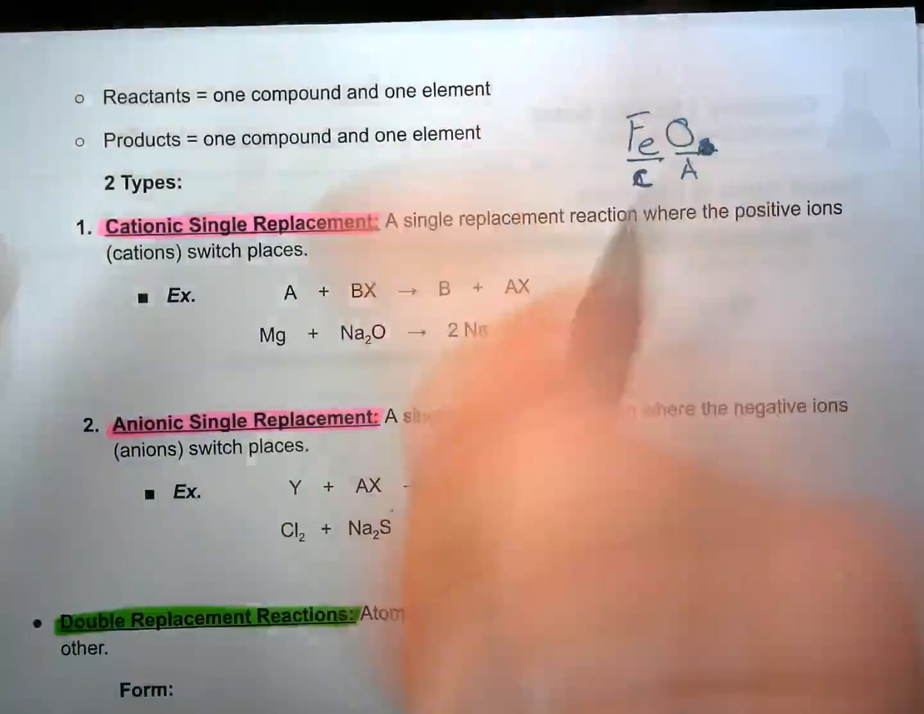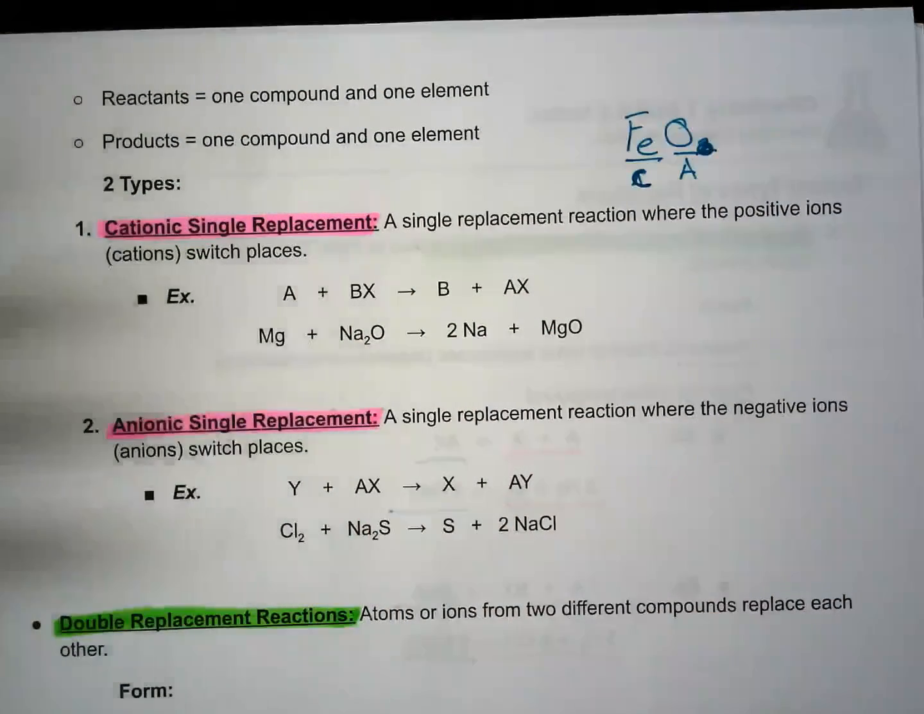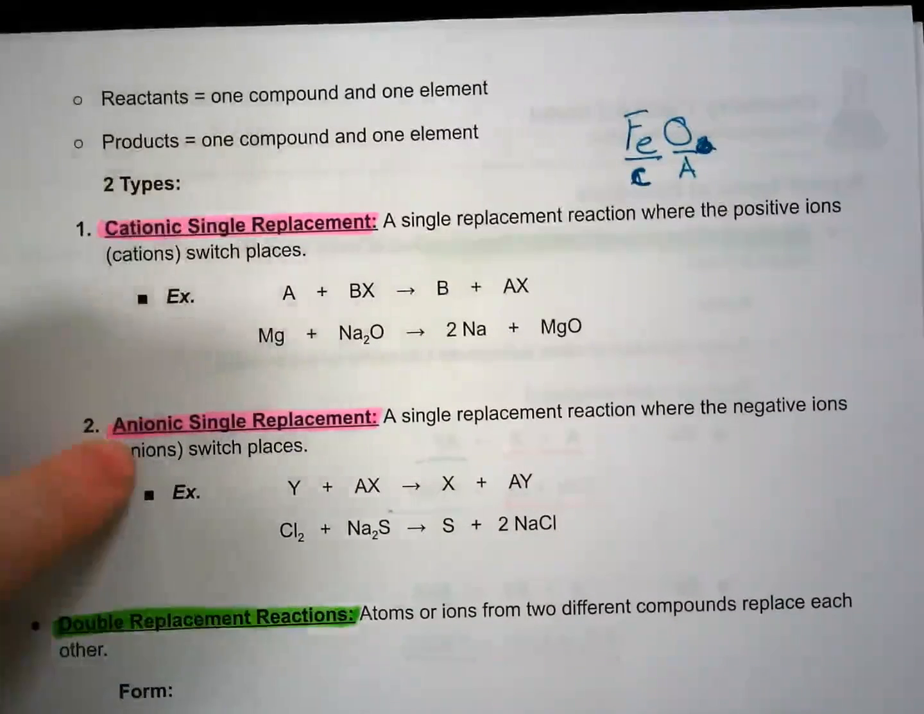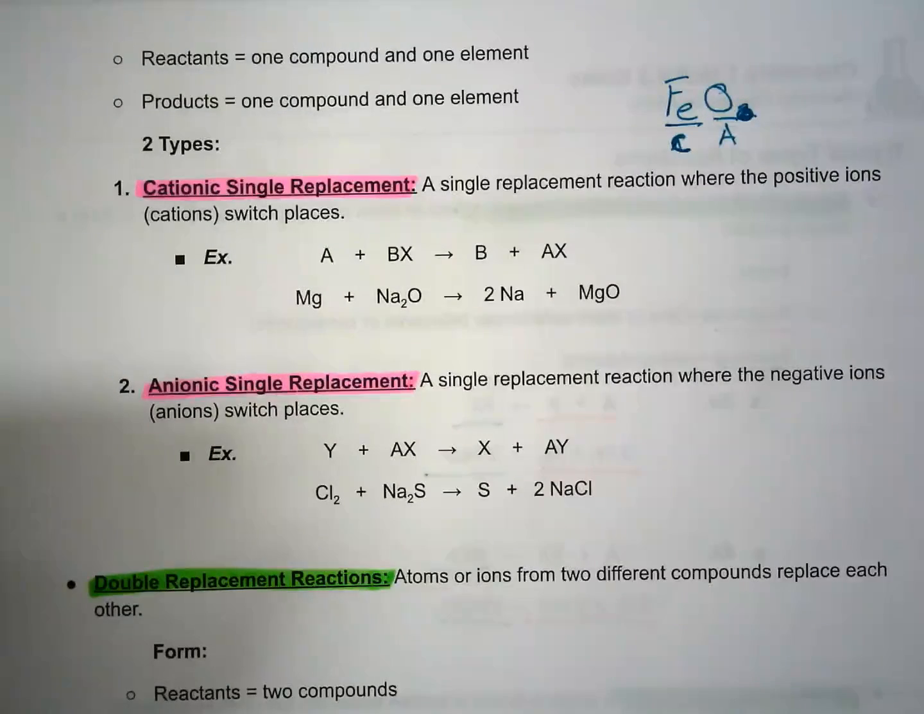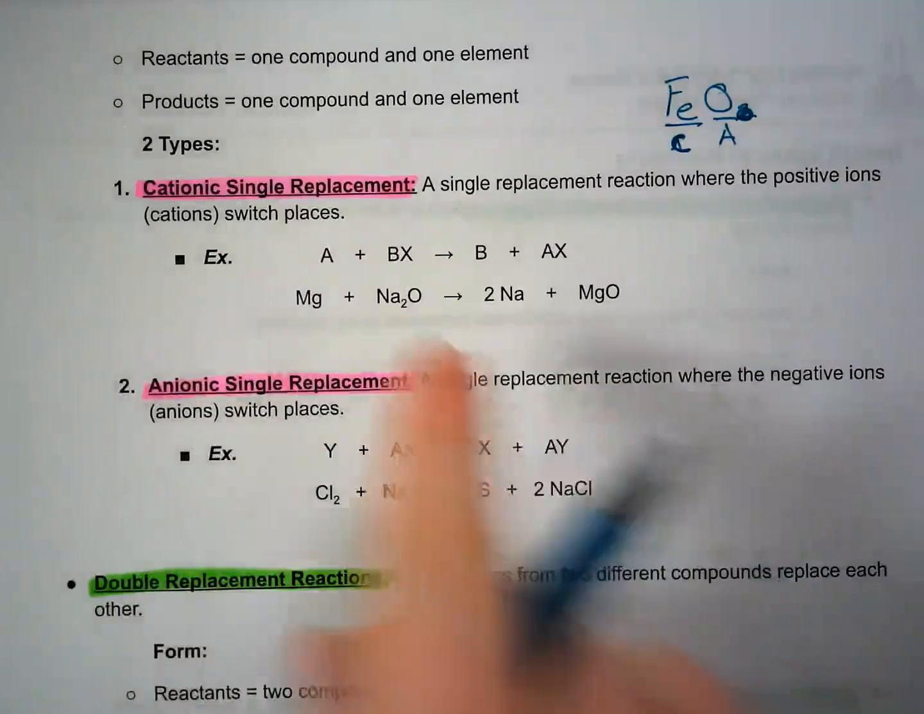So in order to understand the difference between them, you have to remember what an anion is and what a cation is. If you don't remember what that is, you better be working your tail off to remember which one's which, because if you don't, you're kind of screwed. You can say it's a single replacement, but if you don't tell me if it's an anionic or a cationic single replacement, I can't give you the points for that. I've got to know, is it cationic or anionic single replacement? Let's take a look at this.